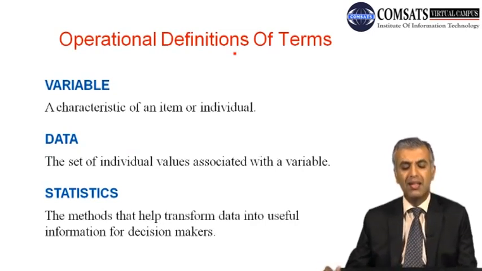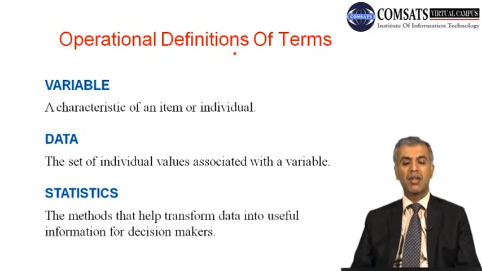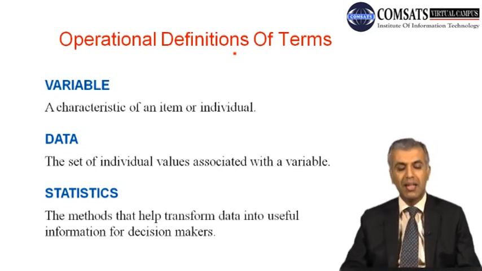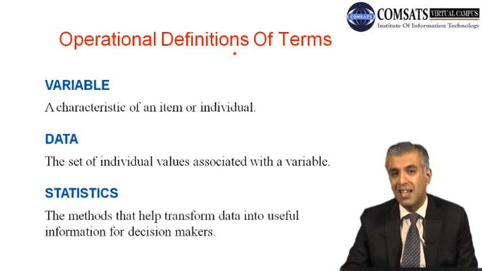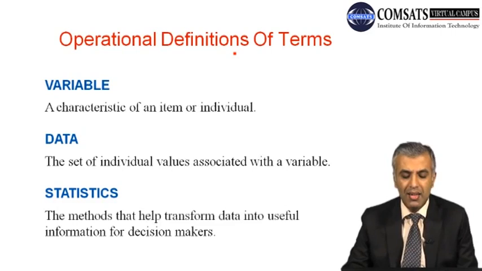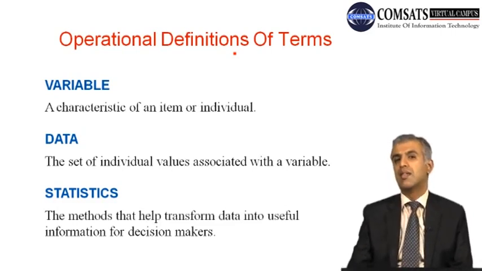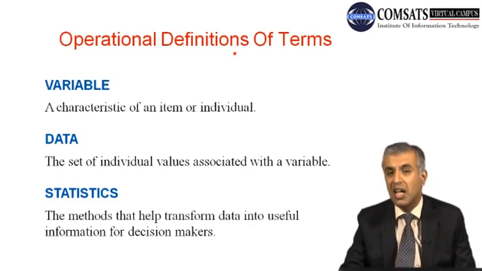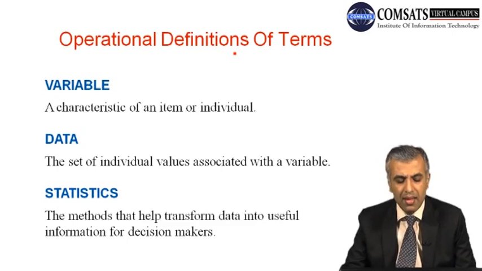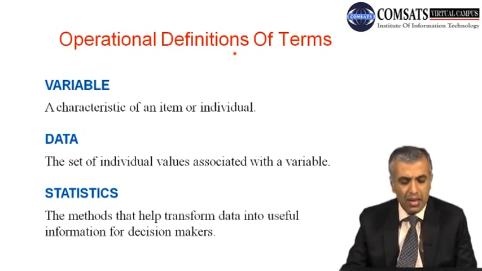Having discussed the main types here, now explaining this, a variable is the characteristic of an item or an individual. And data is the set of individual values associated with the variable. So both data and variable will be used again and again throughout this whole subject, and both are of vital importance to us.